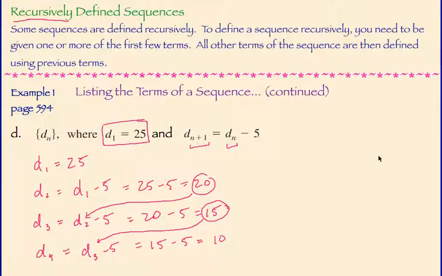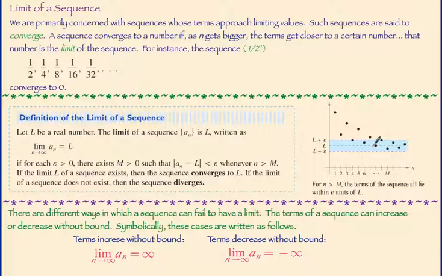Now that we know how to list the terms of a sequence, let's talk about what the sequence does as n gets very large. A sub 1, 2, 3, 4, we see what those numbers are, but what happens as n approaches infinity? Well, it turns out we are primarily concerned with sequences whose terms approach limiting values. In other words, it would get closer and closer to a certain number, not necessarily just diverge randomly. Such sequences are said to converge. Very important term as we talk about sequences and series.